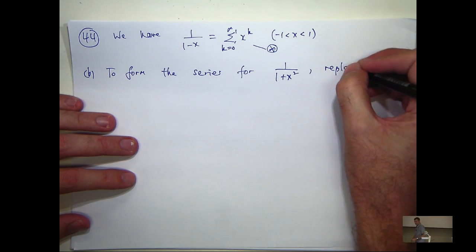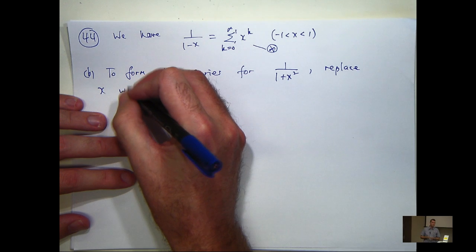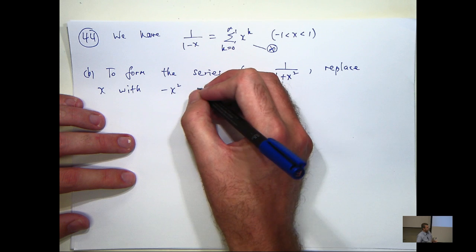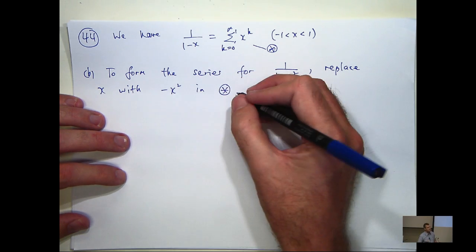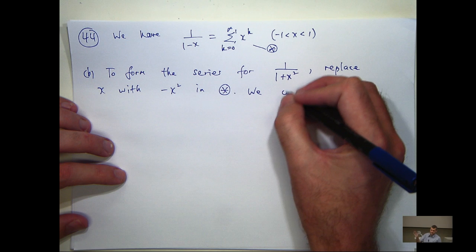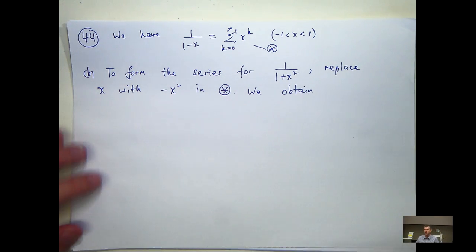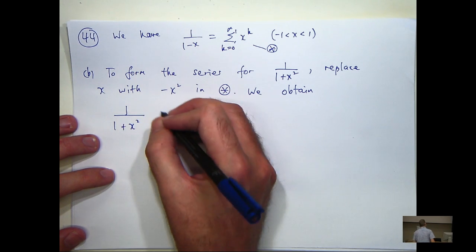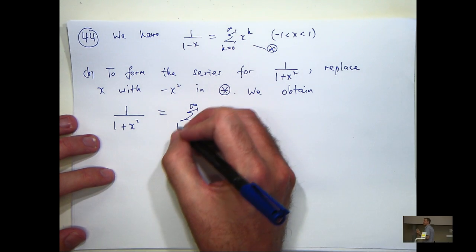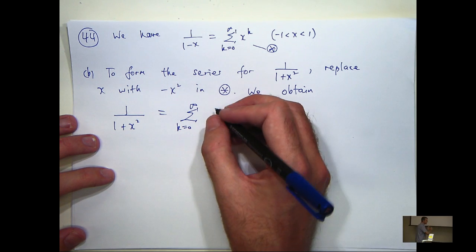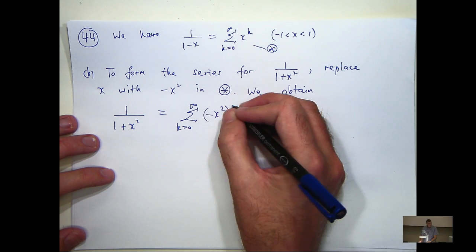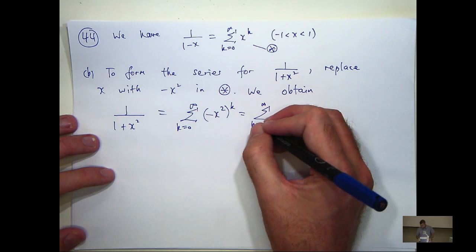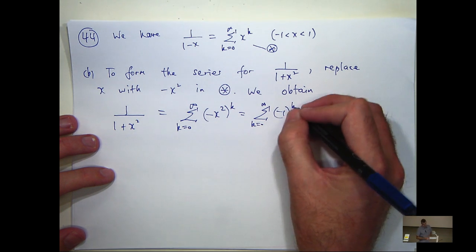All right, so we're going to obtain the following. So the left-hand side is going to become 1 on 1 plus x squared. The right-hand side is going to become minus x squared all to the k. And if I want to, I can expand that bracket and make it a bit prettier.